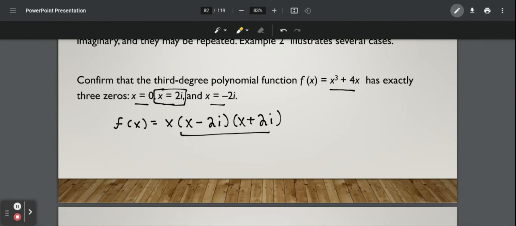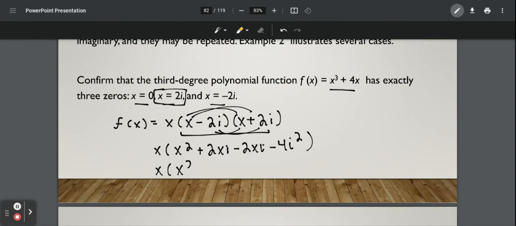If we start by FOILing these first two parts, we would have x squared plus 2xi minus 2xi minus 4i squared, which really gives us x squared. The plus and minus 2xi simplify, and minus 4i squared is plus 4. And then if you distribute that x in, you would get f of x equals x cubed plus 4x. So if you were given the zeros, you could confirm that it indeed does have a certain polynomial that goes with those zeros.